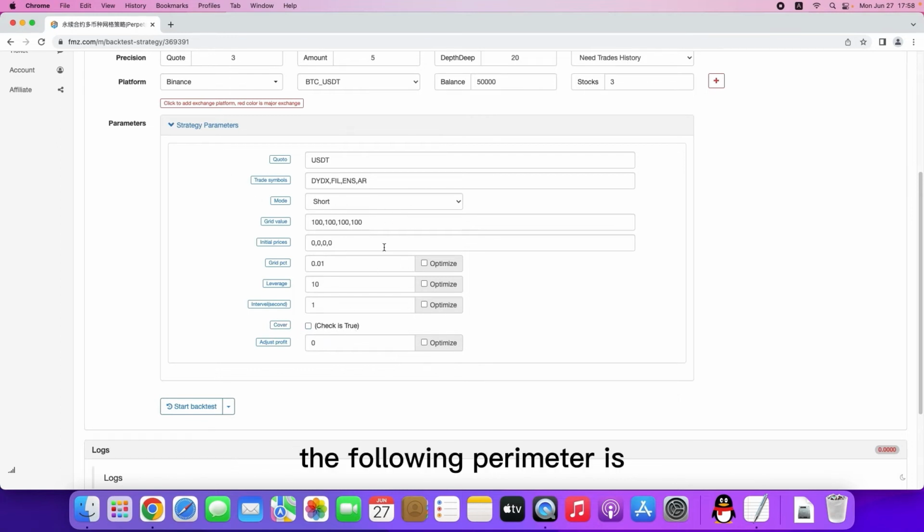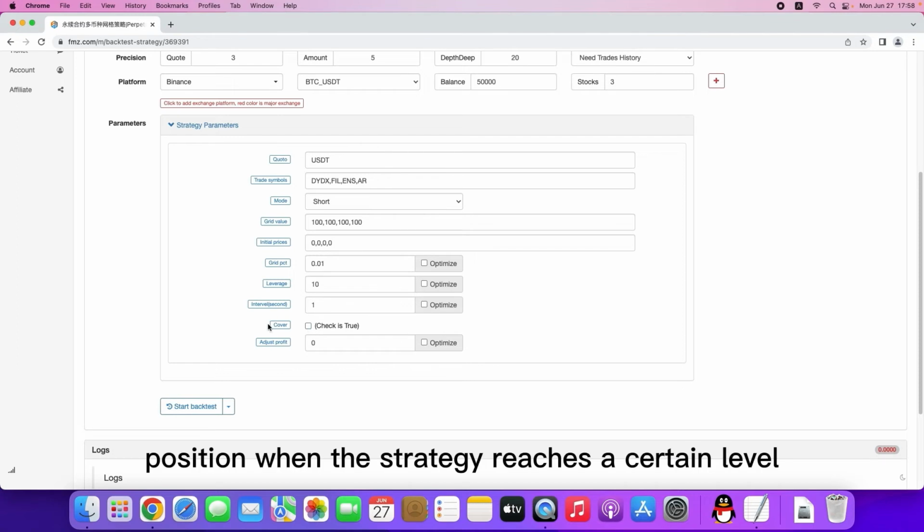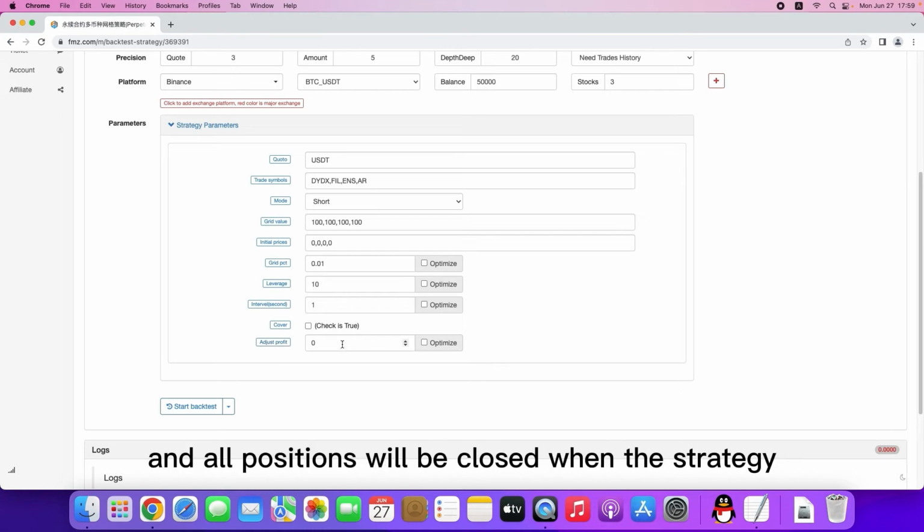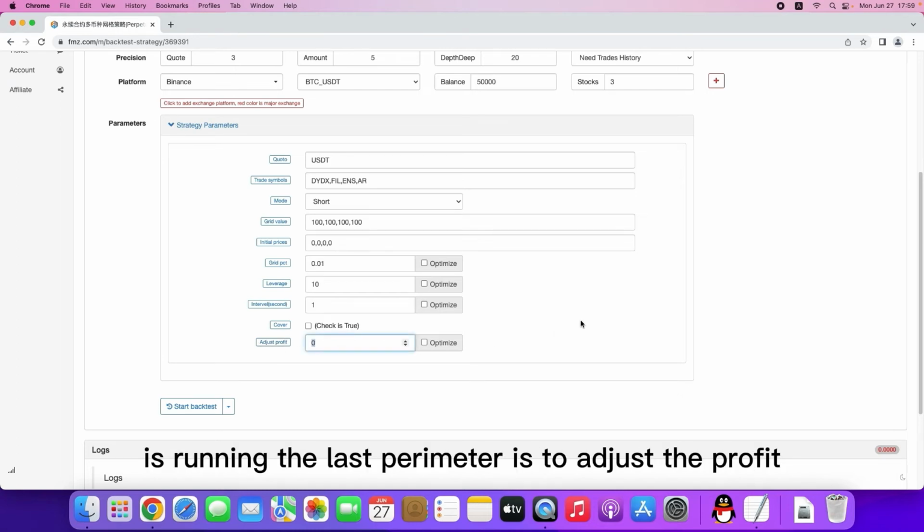The following parameter is to close the position. If we want to close the position when the strategy reaches a certain level, we can check this parameter, and all positions will be closed when the strategy is running.